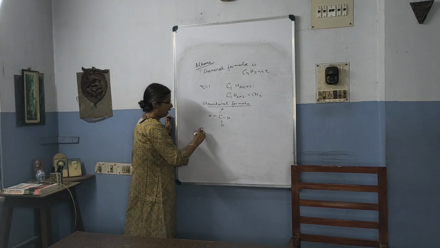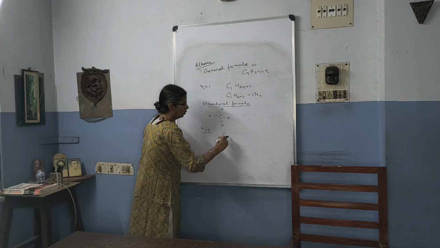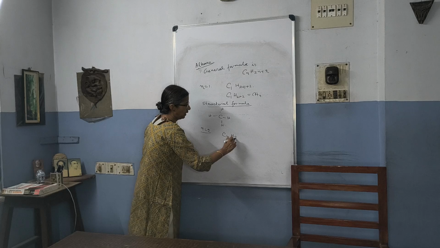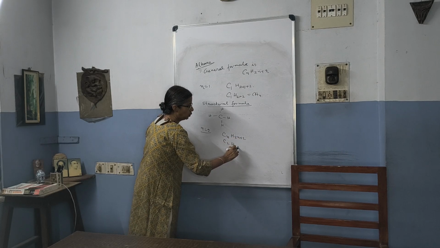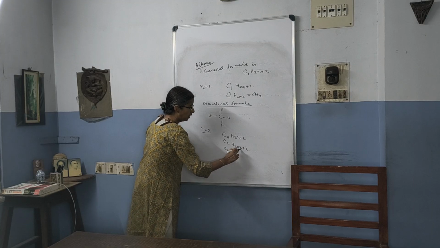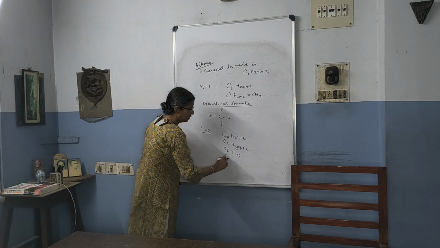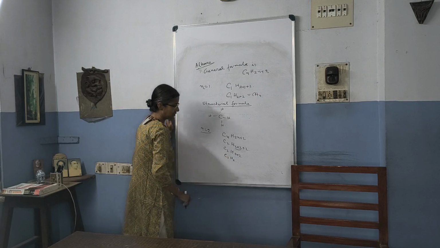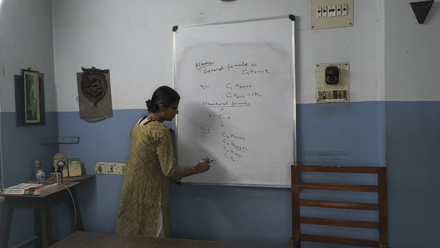Next comes n is equal to 2. C2, it is CnH2n plus 2. So it is C2H2 into 2 plus 2. That is C2H4 plus 2. That is C2H6. Now the structural formula comes, C bond C.